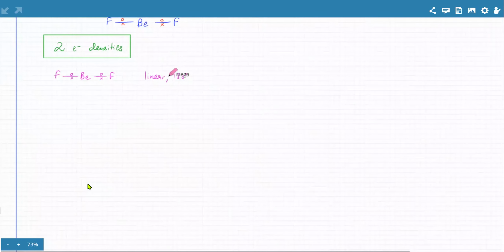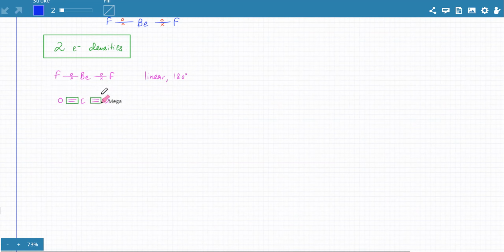And there are other examples, for example, the carbon dioxide molecule. Remember to consider double bonds as a single entity, because the electrons over here are together, so that's one electron density, and the electrons over here are together, so that's another electron density. So they're going to repel each other, and the angle would be the same. So always think of double bonds as a single entity.